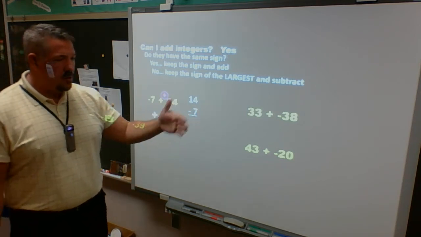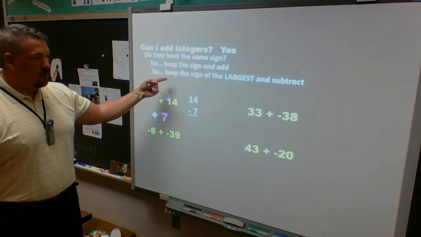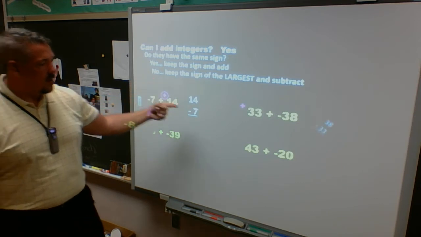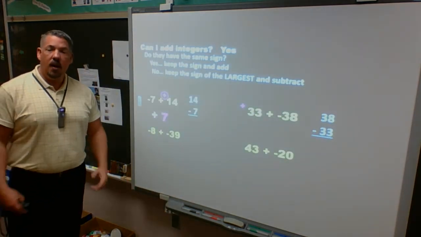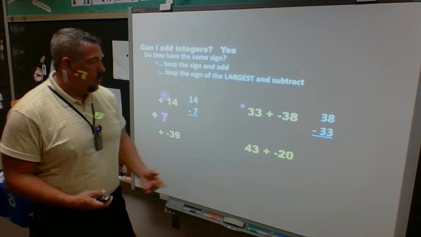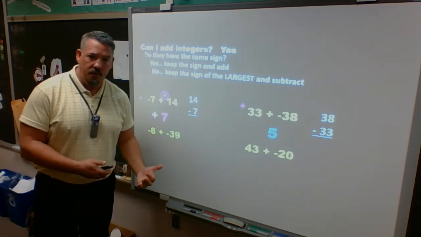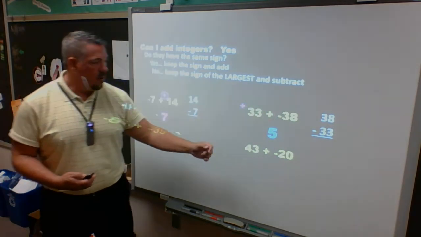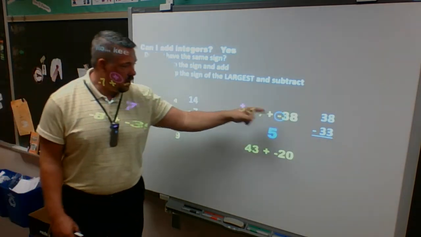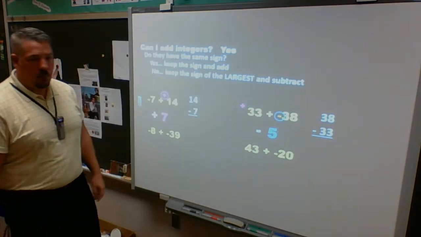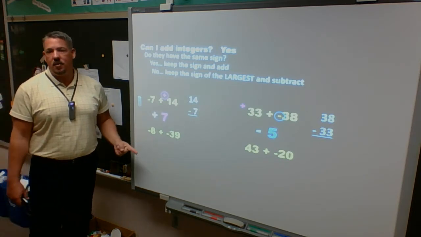When I have 33 plus 38, once again, we said no, they don't have the same sign. I know it's going to be subtraction. So if it's going to be subtraction, then I have to put the largest digits on top. 38 goes over 33, and I'm going to subtract. When I subtract 38 and 33, I get 5. Well, what type of 5? Now I look at my signs. In the digits, 38 is larger than 33, so I have to keep the negative sign, and it's going to be a negative 5.